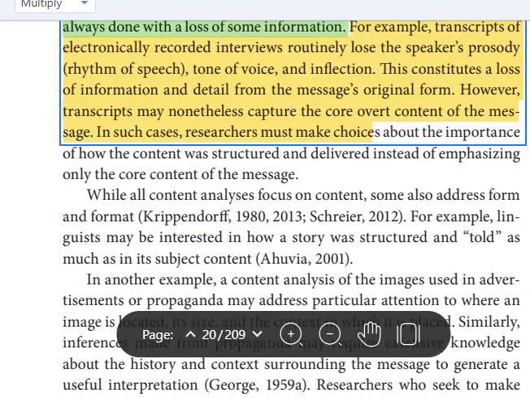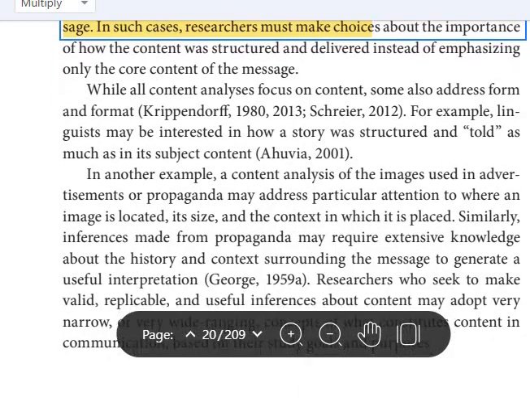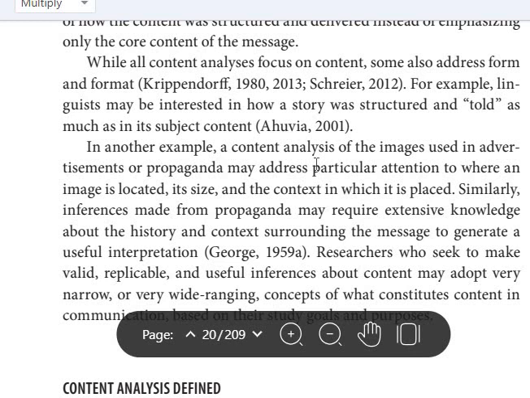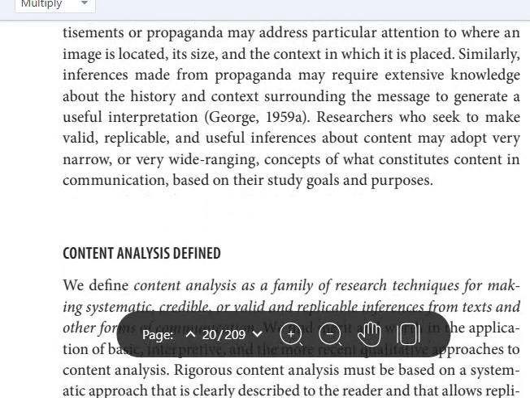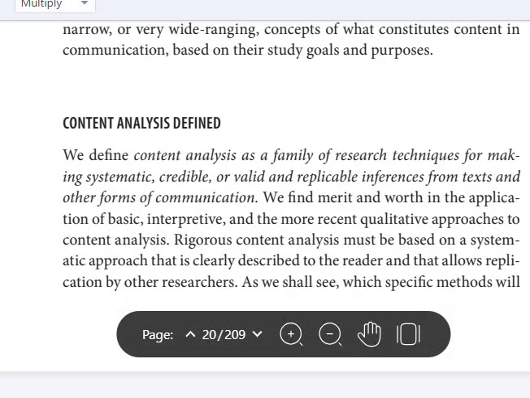While all content analyses focus on content, some also address form and format. In another example here, a content analysis of the images used in advertisements or propaganda may address particular attention to where an image is located, its size, and the context in which it is placed. We can now go to a quick definition for content analysis.